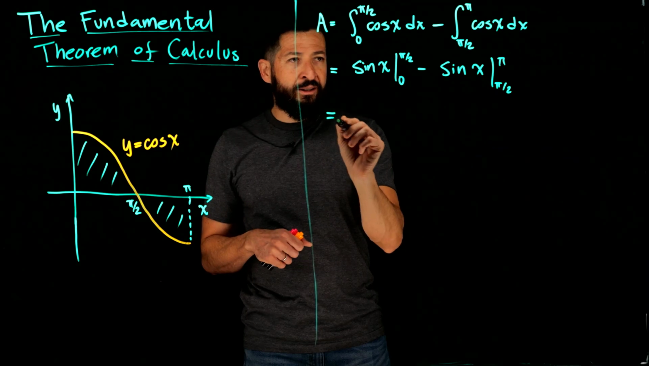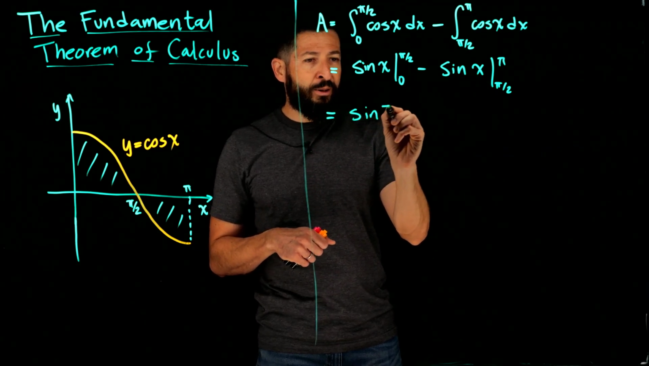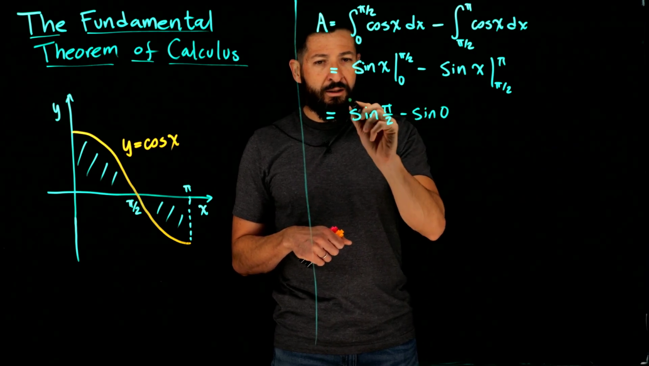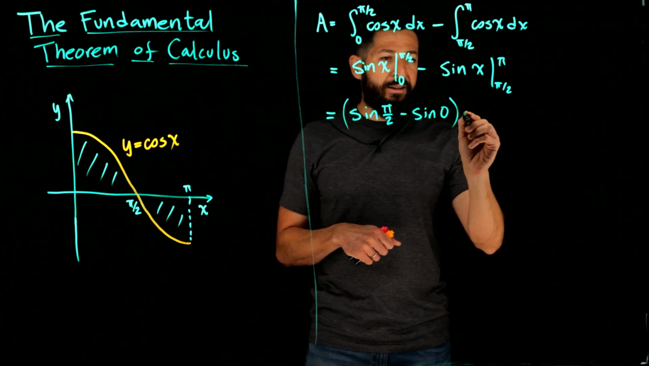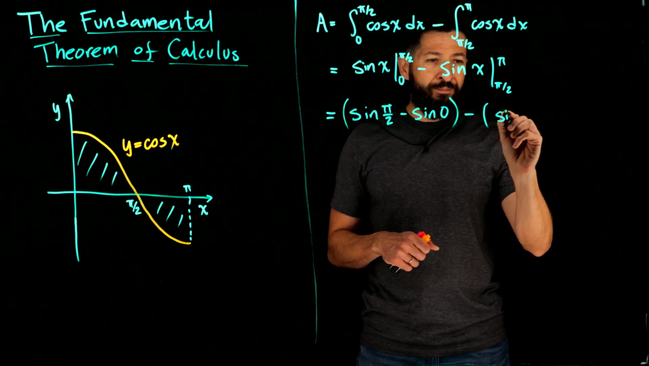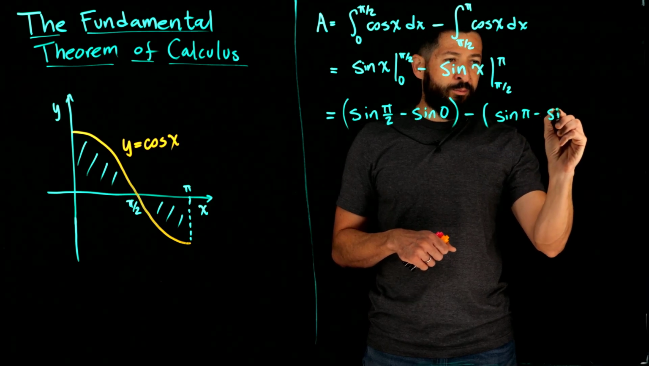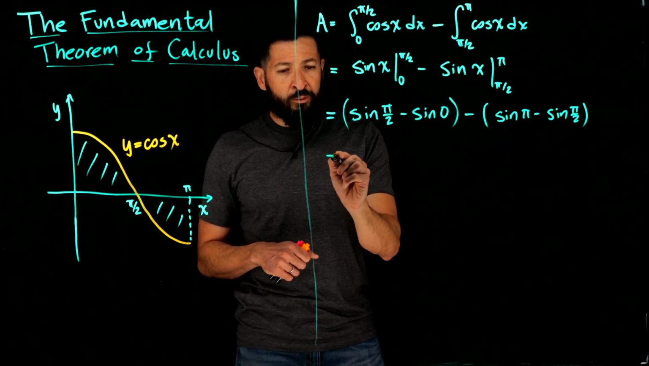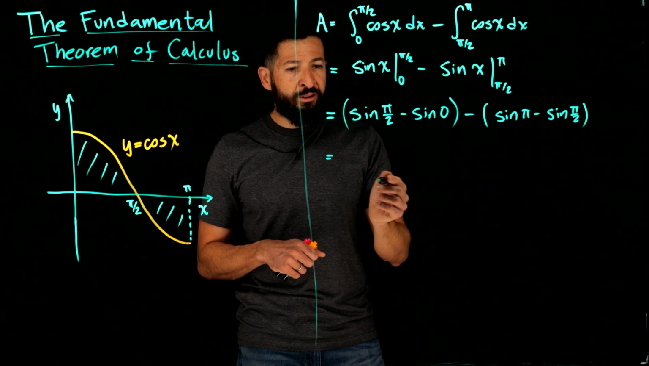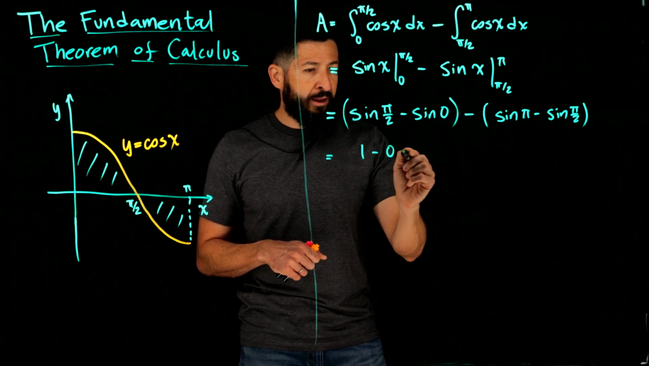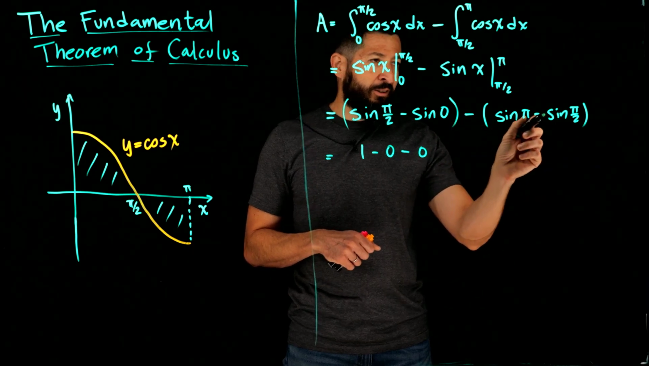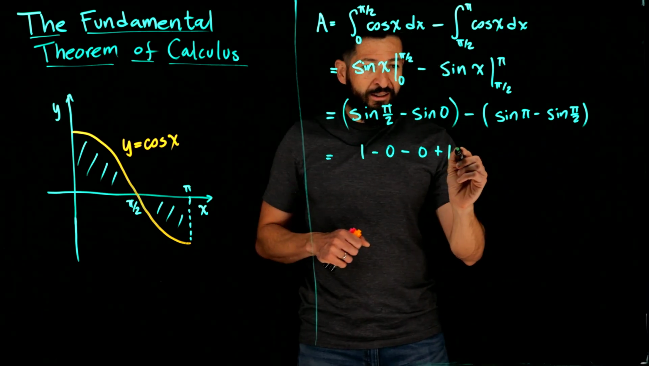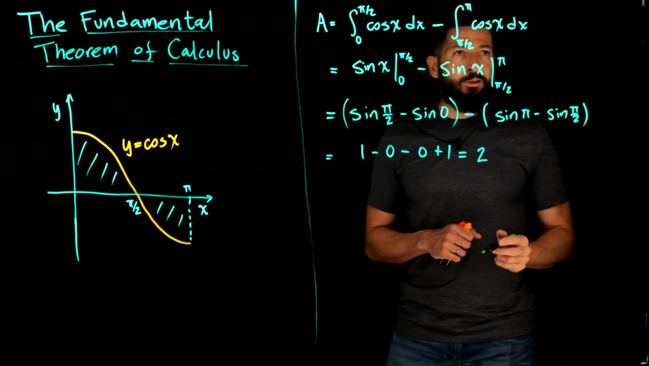And now we just evaluate here. So this is going to be the sine of pi over 2 minus the sine of 0. That's this one right here. And then minus, let's put in a parenthesis, sine of pi minus sine of pi over 2. So now sine of pi over 2, as you remember from your unit circle, is 1, and sine of 0 is 0. So you get 1 minus 0 minus 0 minus negative 1, plus 1. Sine of pi is also 0, by the way. I didn't say that. And your area is 2 units squared.